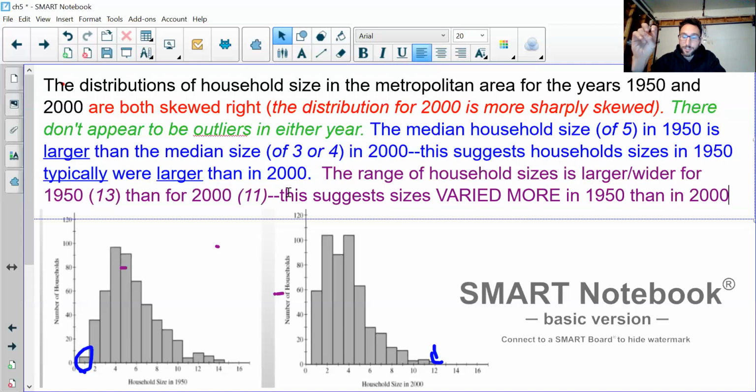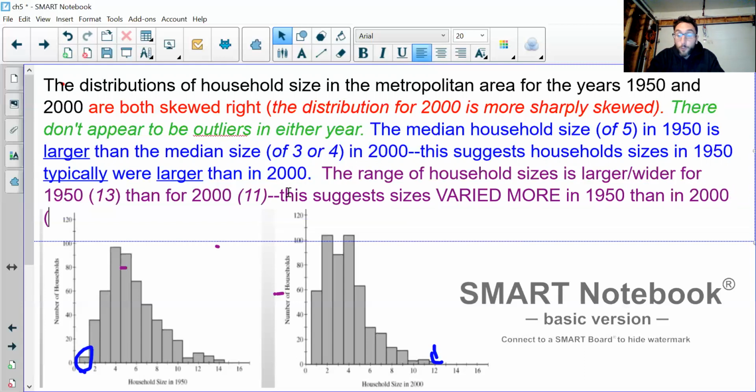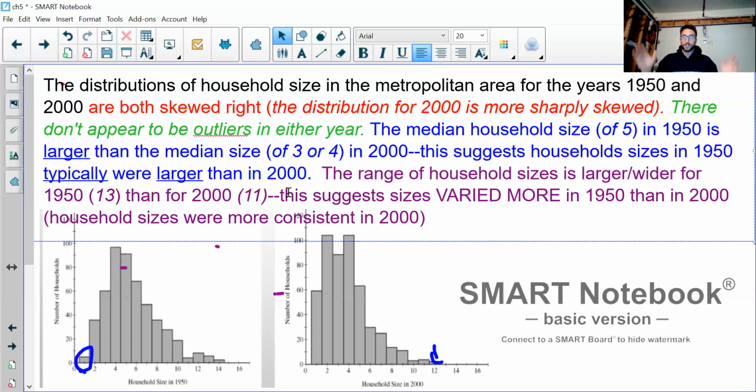Now, one has a higher range than another, and that doesn't mean anything to someone who doesn't understand statistics. That second piece, this suggests, that means something to any person, whether they know stats or not. Household sizes varied more in 1950 than 2000. Or another way you could say that is household sizes were more consistent in 2000 than 1950. Varied more means less consistent. Consistent is less varied. More varied is not consistent. I think you know what I mean.